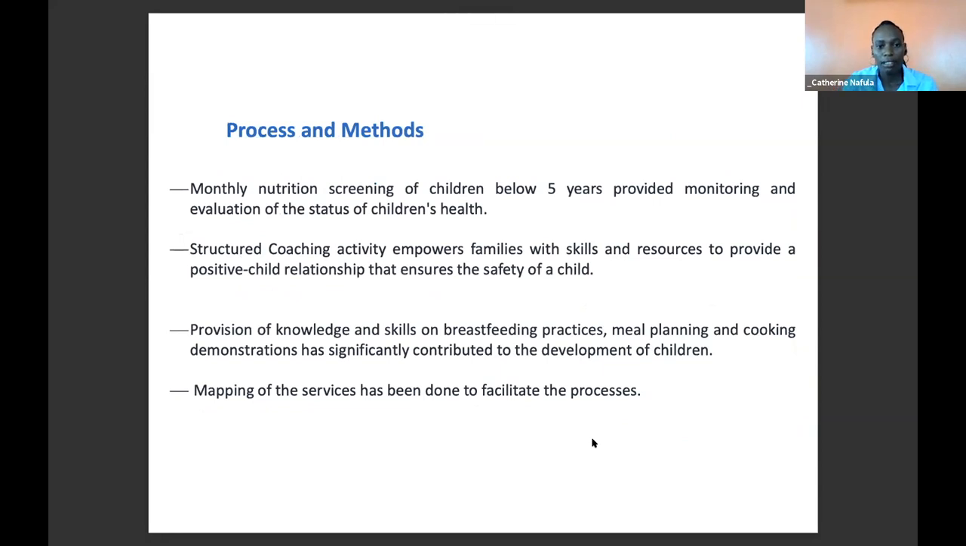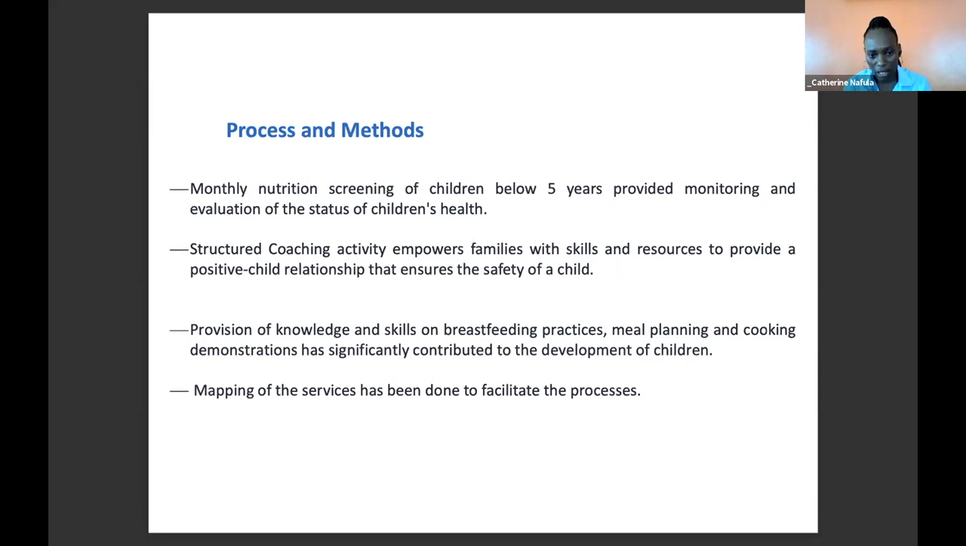The processes that we use to ensure that we reach the participants include monthly nutrition screening of children below 5 years, which provides monitoring and evaluation of the status of the children's health. Then structured coaching activity empowers the families with skills and resources to provide a positive child relationship that ensures the safety of a child. Here, a child is able to receive basic needs because of the empowerment that has been done. And at the end of the day, you find that their safety is secure.